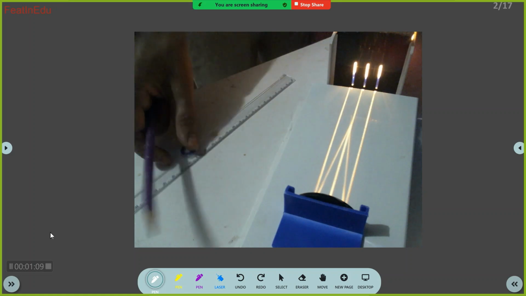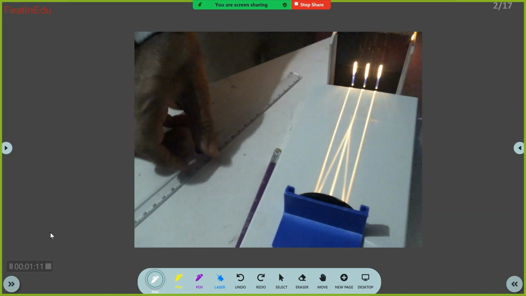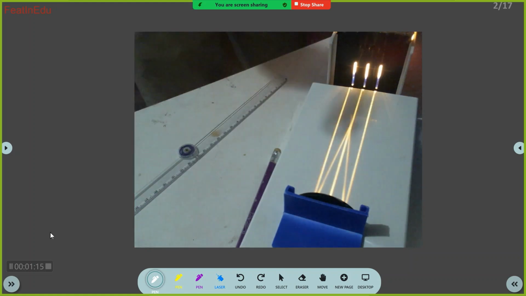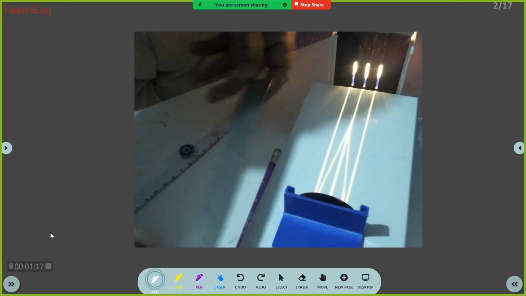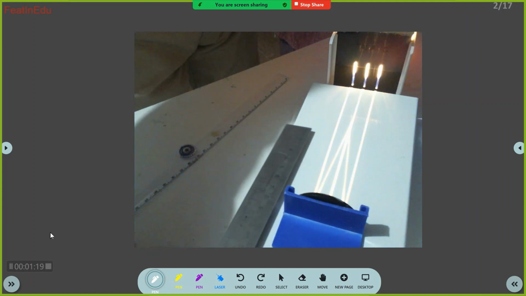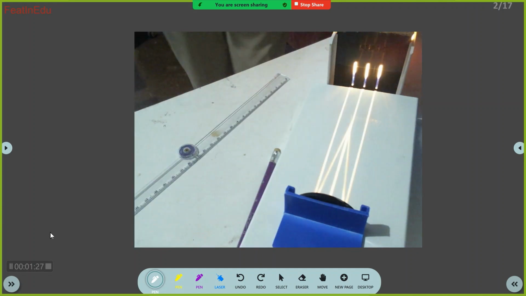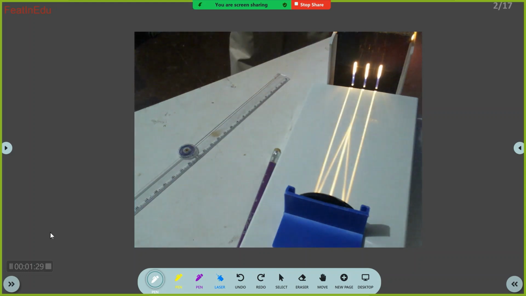So, now you can take a scale, and you can jolly well measure the... what does this measurement give you? What does this give you? Focal length. Now you can see it is 9 centimeters. The focal length is 9 centimeters.